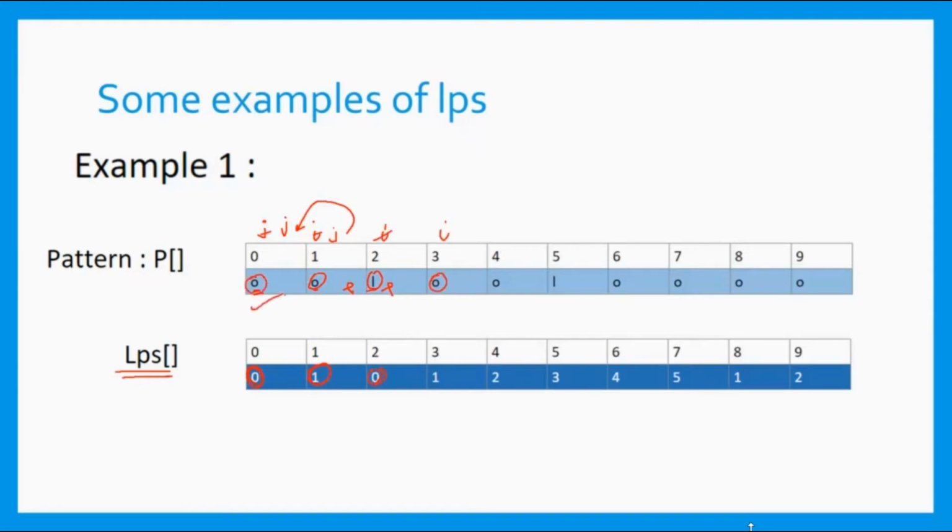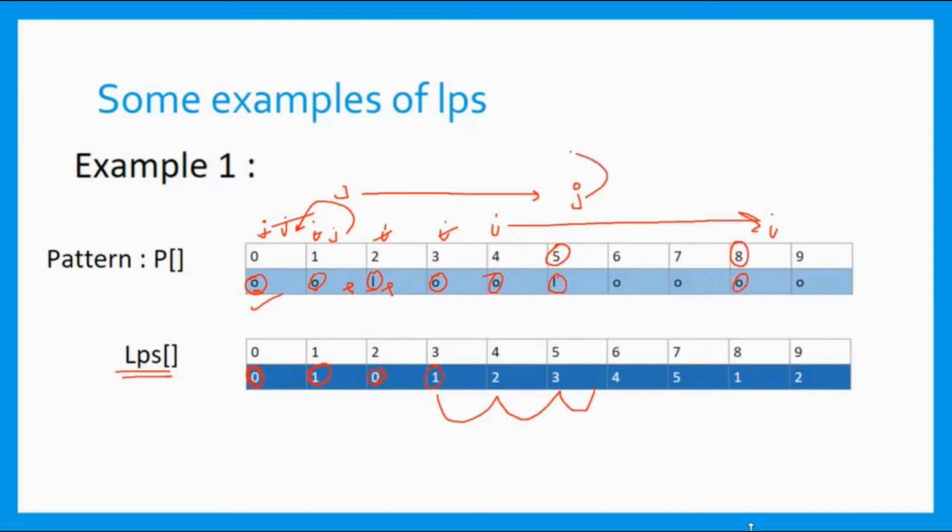We see they match, so j plus 1 goes in LPS array. We again increase I and j by 1. We see they match, j plus 1 goes in our LPS array. This goes on. We keep on increasing values of I and j. Now when value of I is 8 and j is 5, we see there's a mismatch. So we take j again back to 0.